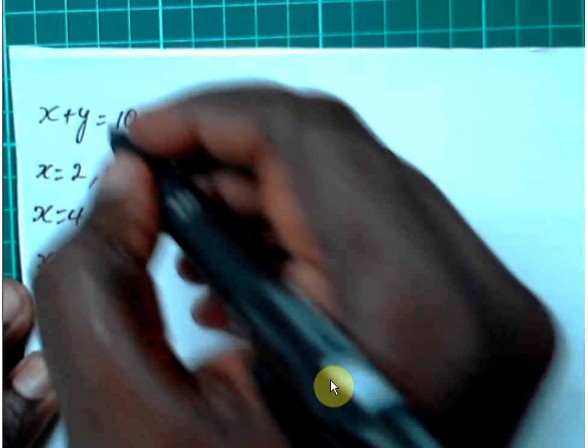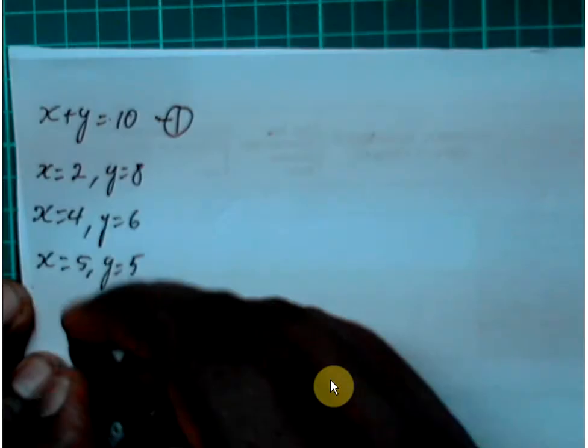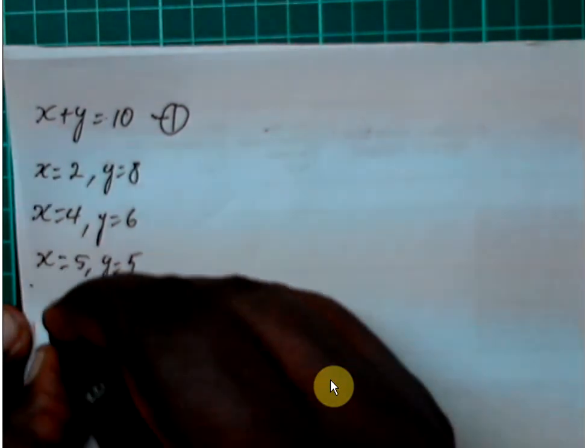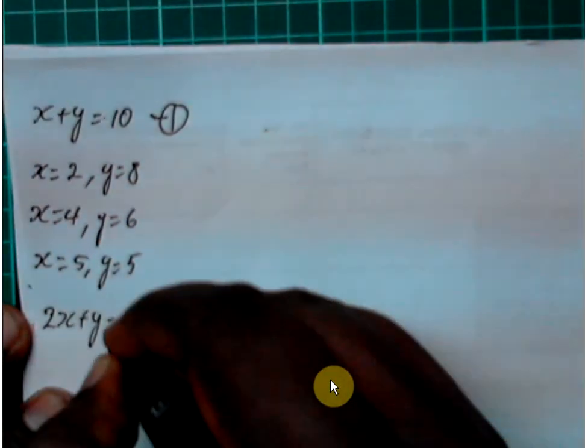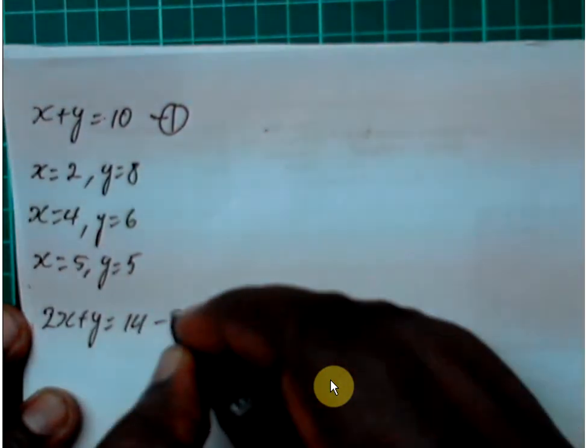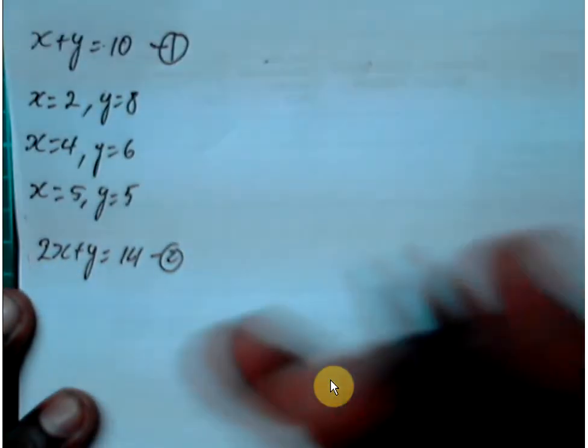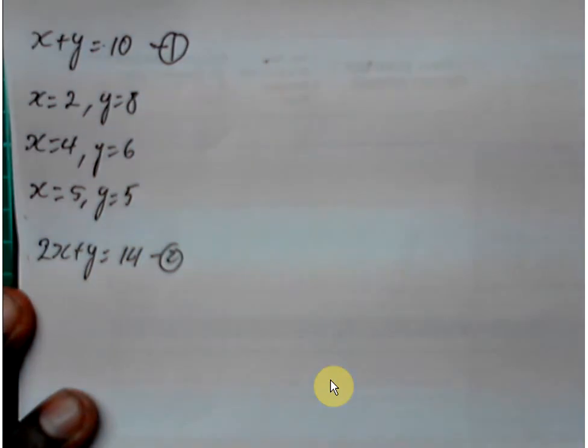Now I could give you another equation, so you call this equation 1. I can give you another equation and I'll call it 2x plus y equals 14. Equation 2. Okay, now what are the possible answers that can give you this combination?